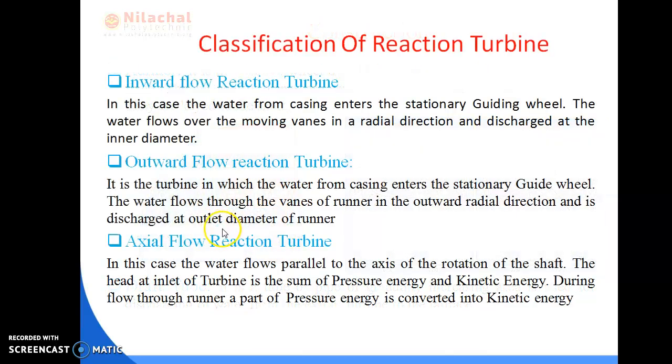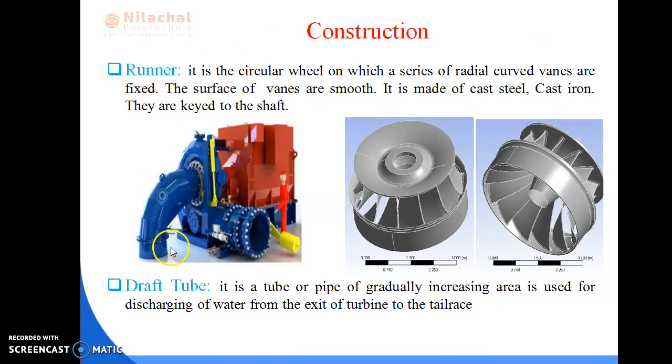Outward flow reaction turbine means what? The water enters from the face of its casing through the guide mechanism, then comes out at the outlet. So water enters from this direction through the face of the casing and thereby it leaves at the outlet. This is known as your outward flow reaction turbine.